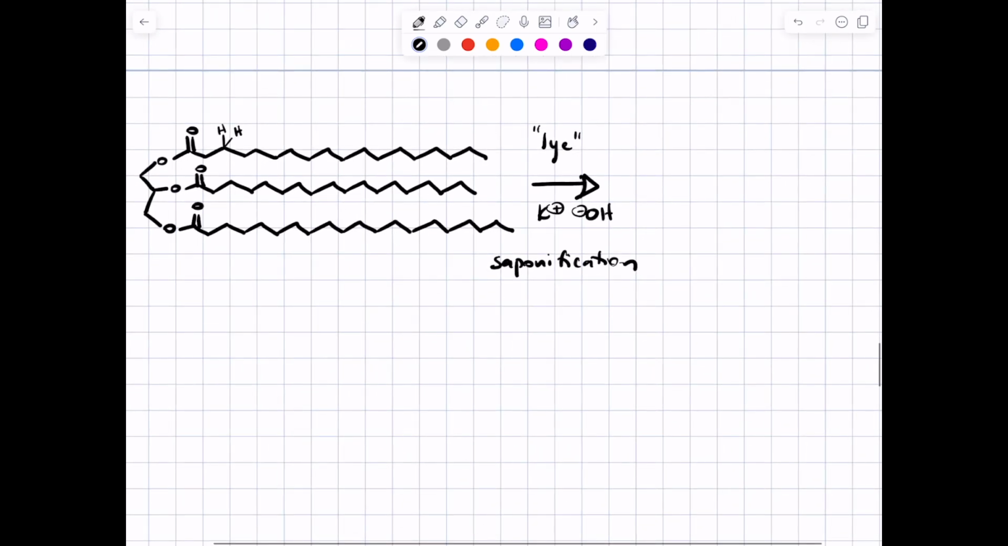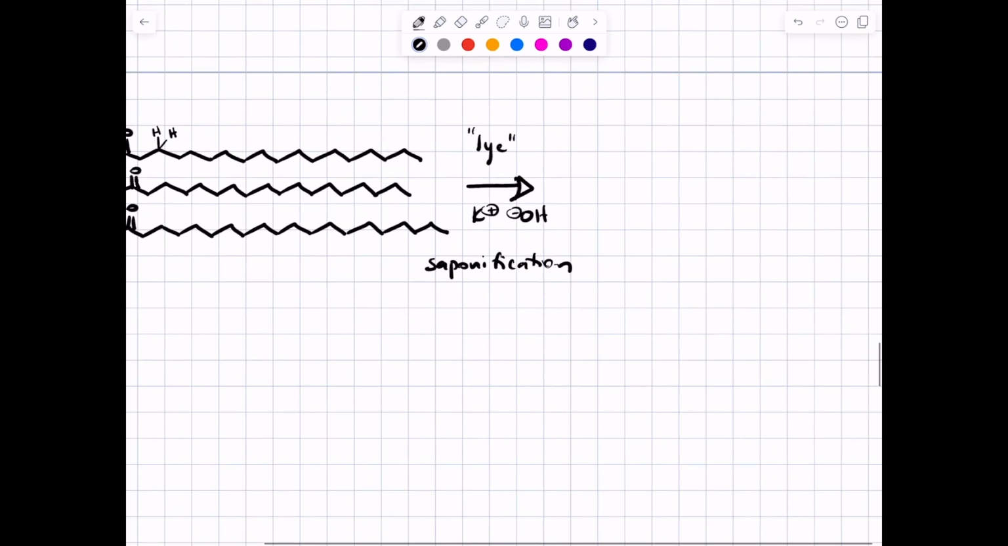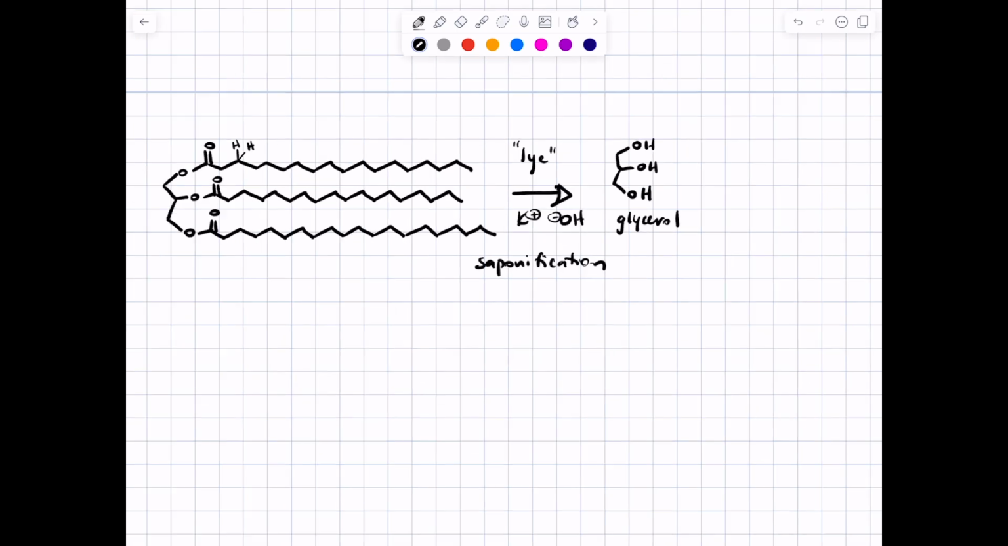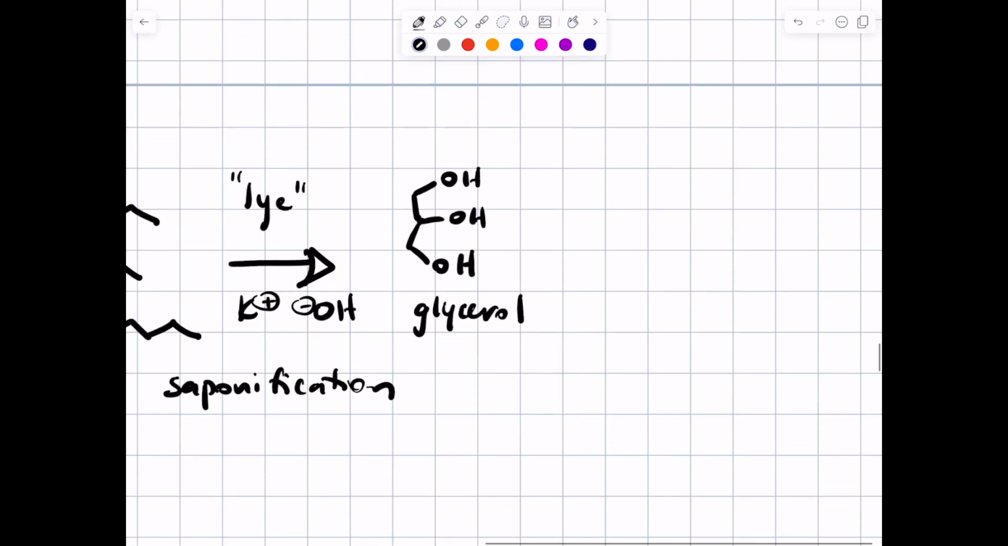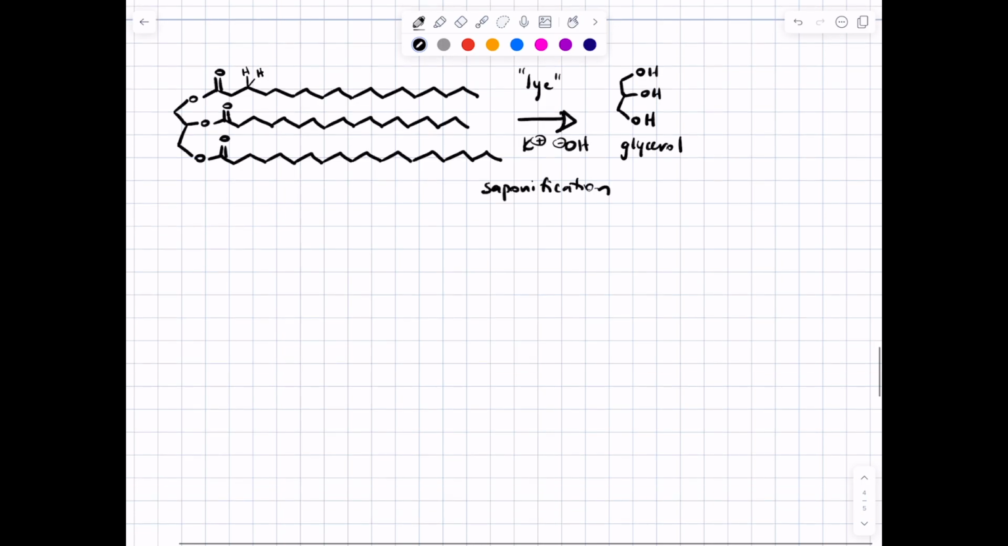This hydrolyzes these ester bonds between the 3-carbon alcohol and each of these long chain hydrocarbons. It releases the 3-carbon alcohol, which happens to be called glycerol. In most cases, that wasn't isolated. What was left over, though, was a carboxylic acid in its conjugate base form, 2, 4, 6, 8, 10, 12, 14, 16, 18 carbons. And you would have 3 of these.